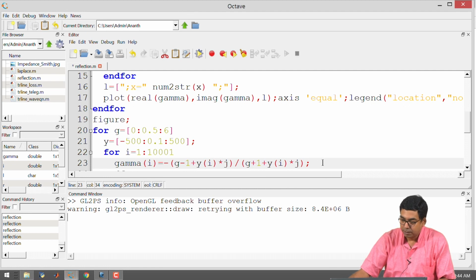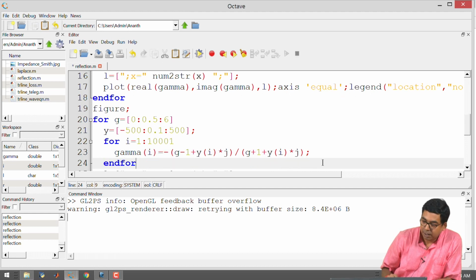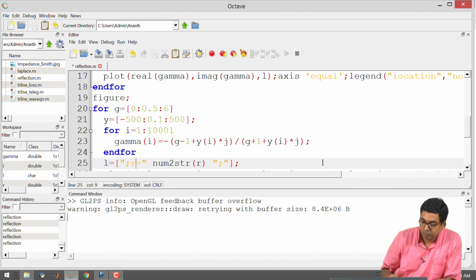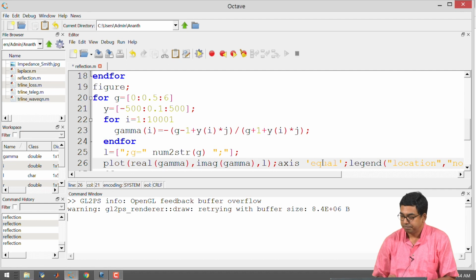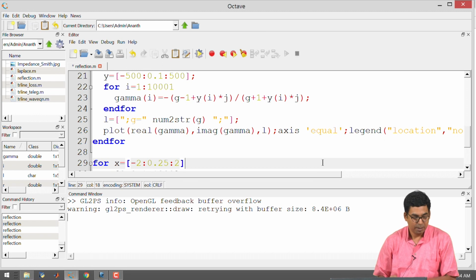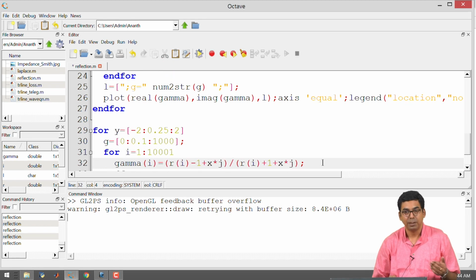Okay. This is the value of gamma that is calculated using admittances. And I would like to say that this is for G equal to, everything else remains the same, and then I want to make this for the next loop for Y. Y goes from say minus 2 to plus 2, this becomes G. So, R is being replaced with G, X is being replaced with Y, that is all, okay.